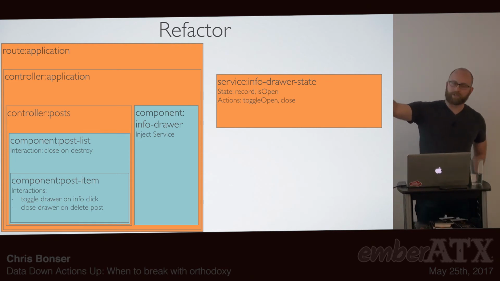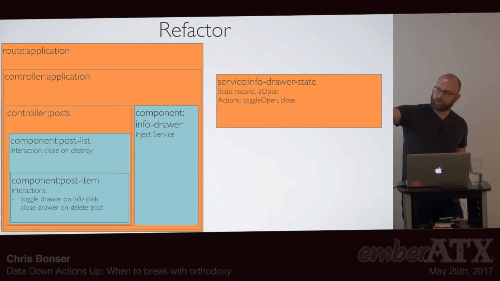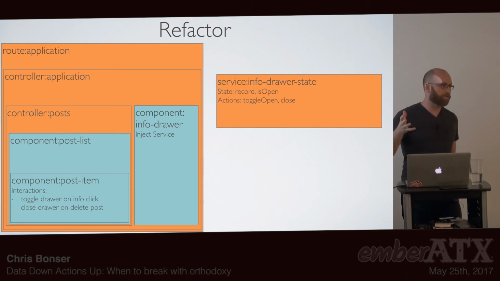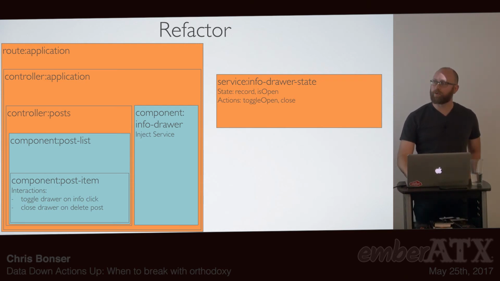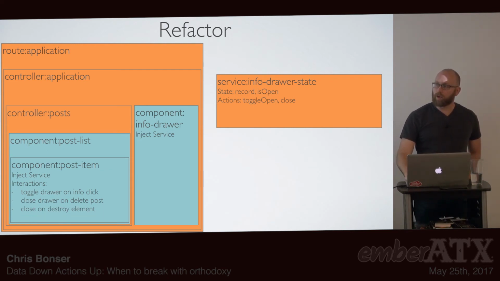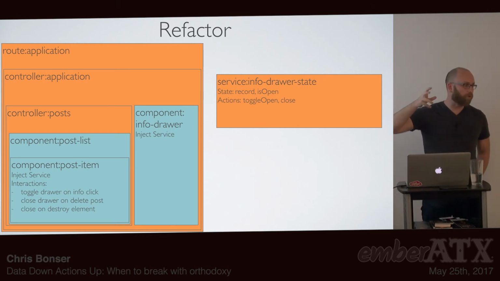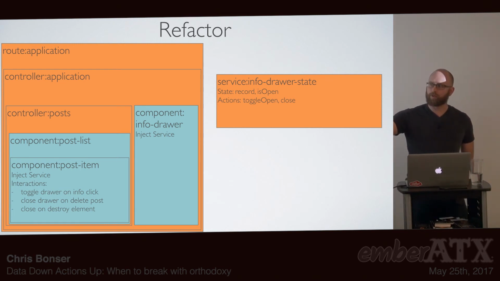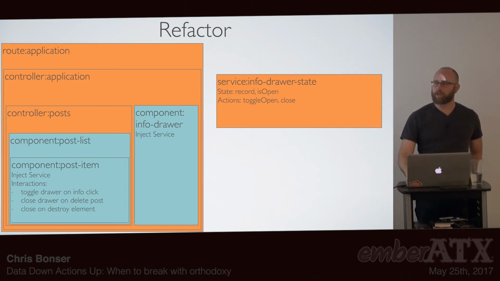And really, if you think there's some redundancy that happens here, right, where we're saying close the drawer on destroy of the post list, and then close the drawer when we delete the posts, because deleting the post removes the item. So we could simplify that up a little bit. And by doing so, we make the post list ignorant of the drawer, which is what we're after, right? So we inject the service into the post item. We could now move the interaction to close the drawer when we get destroyed down from the post list to the item. And really, even still, those last two bullets, close the drawer when we delete the post and close when we destroy the item, those are redundant, so we get to clean those up a little bit.